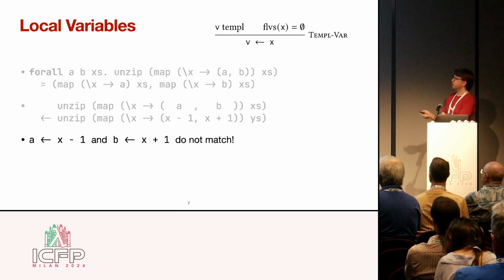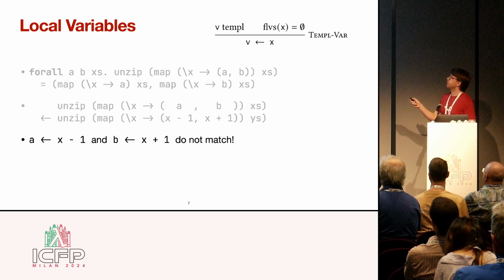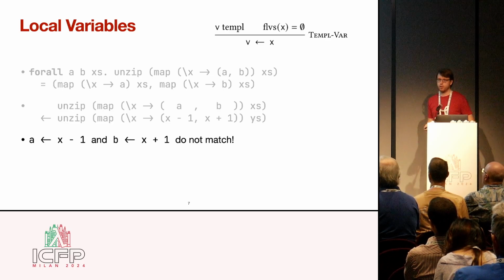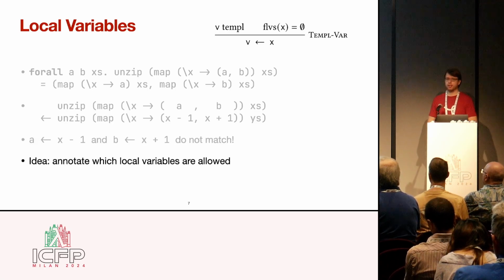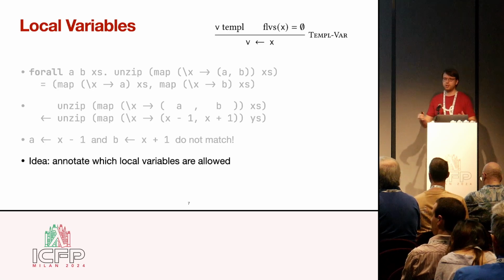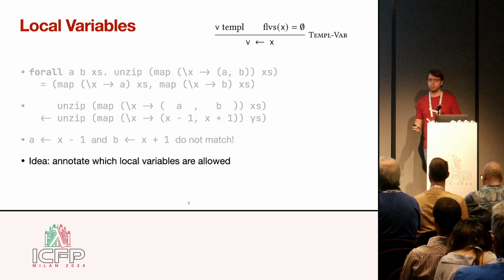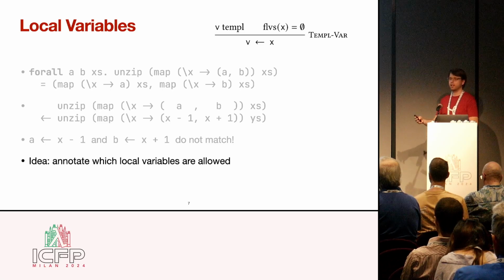But now, we get to these two, we want to make this template variable match with this expression and B match with x plus 1, but that cannot happen because both the targets mention x, which is a local variable. So to solve this problem, my idea was that we need to somehow annotate these template variables with which local variables they are allowed to match on.